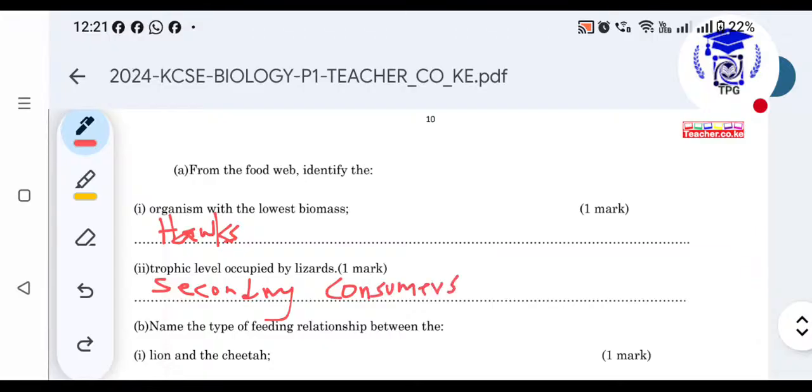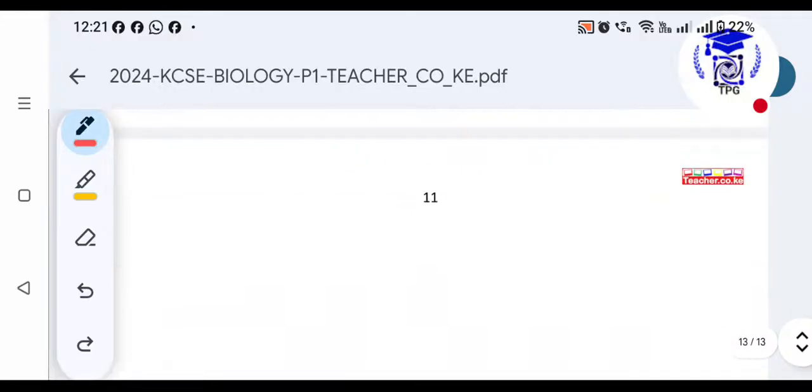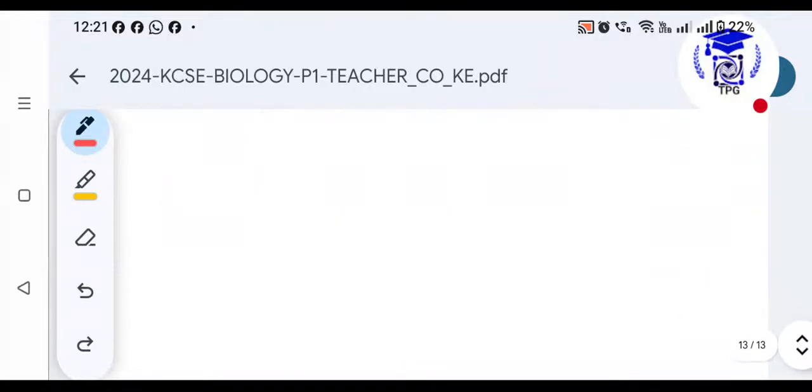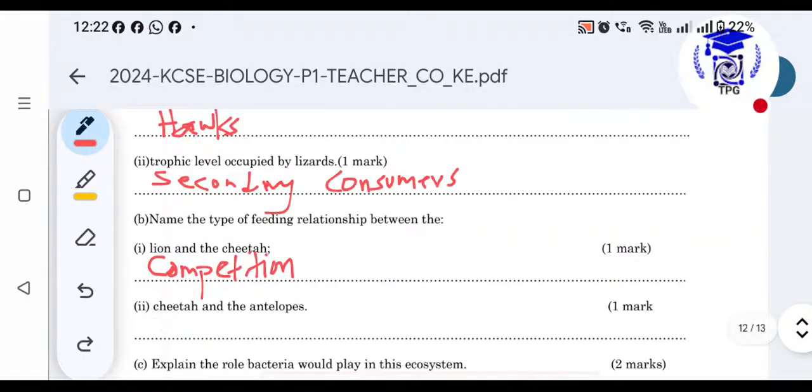Name the type of feeding relationship between the lion and the cheetah. Lion and cheetah zote mbili ukiangalia zinakula antelope. So what kind of a feeding relationship do they have? Competition. They compete. Cheetah and the antelopes is predation.